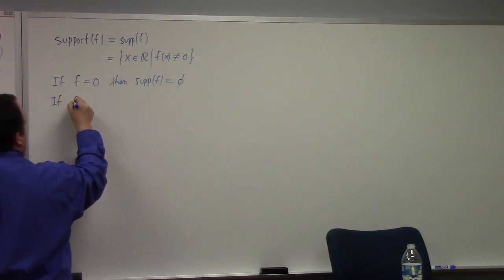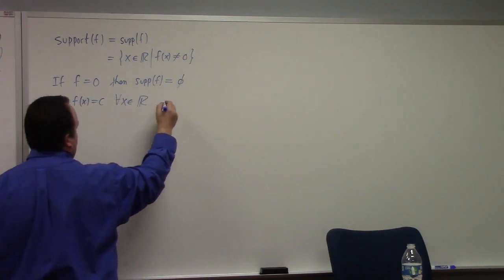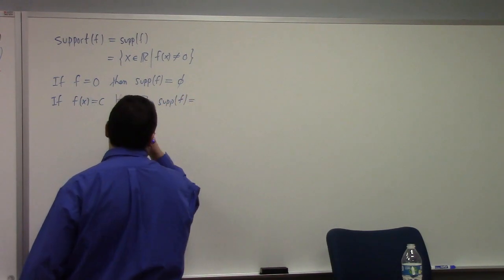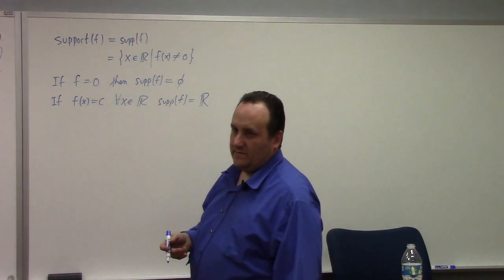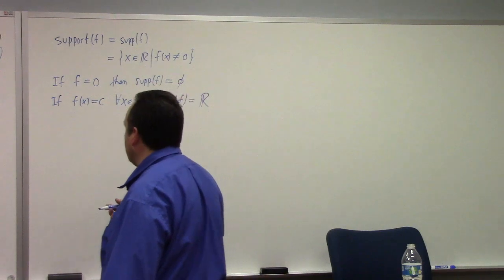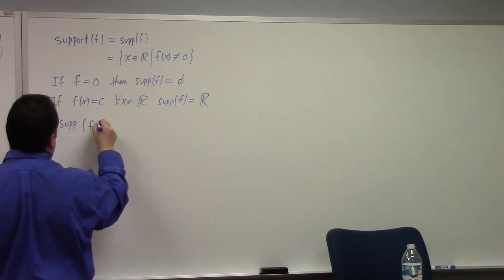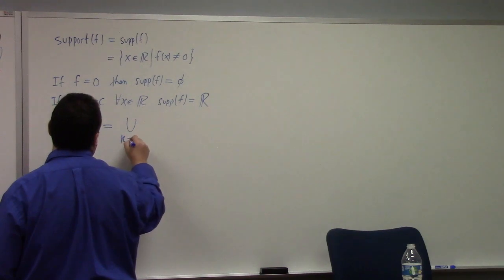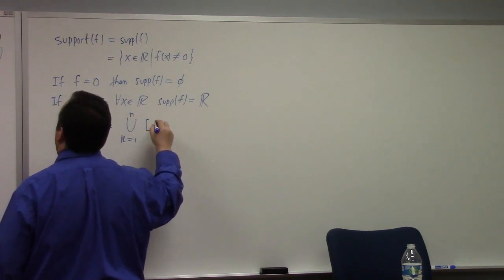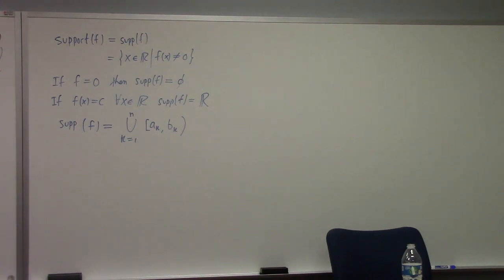Or if you had the constant function, so f of x equals a constant for all x, then the support of f would be the whole real line. But of course, what's the support for a step function? The support for the step function in my definition would be the union, k equals 1 to n, of the half-open, the clopen intervals a sub k comma b sub k. That's the places where it's non-zero, assuming, of course, that the weights, lambda one through lambda n, are non-zero.